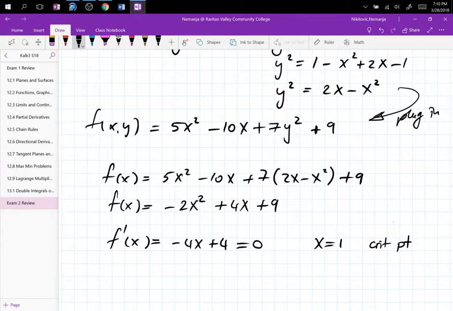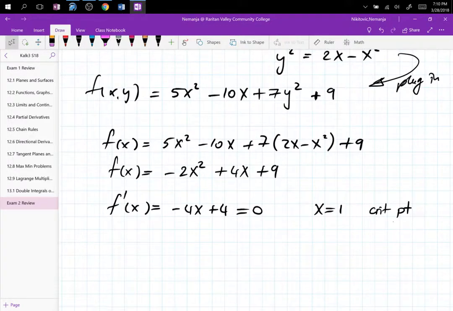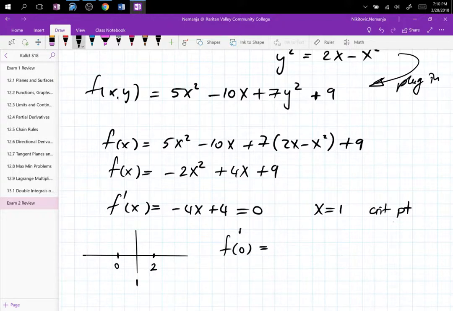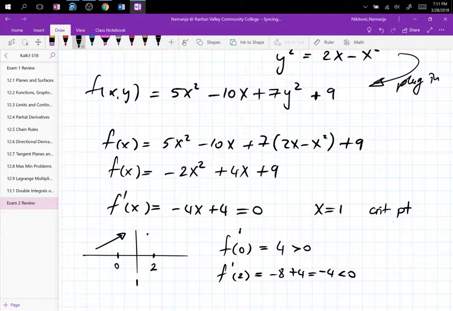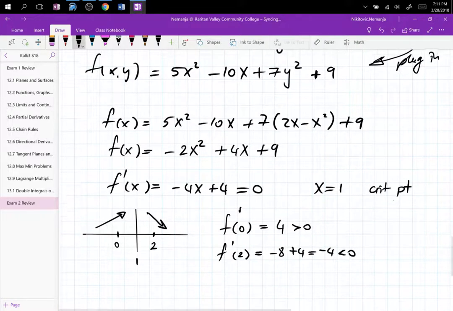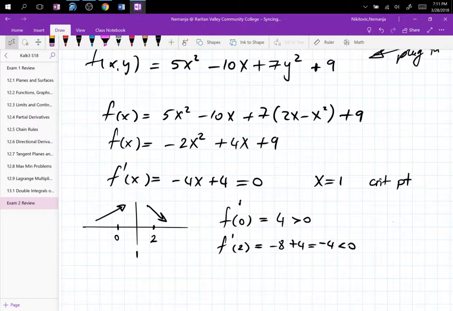I can now just figure out whether that is a min or a max using the Calculus 1 procedure, test point 0, test point 2. F prime of 0 is 4, which is larger than 0, means increase. And f prime at 2 is negative 8 plus 4, which is negative 4, which is less than 0, which means decrease. So I have a max there. Right? So x equals 1.